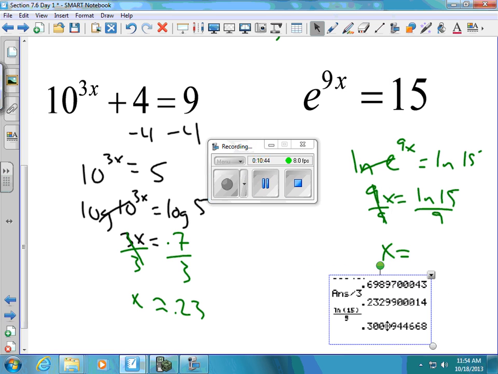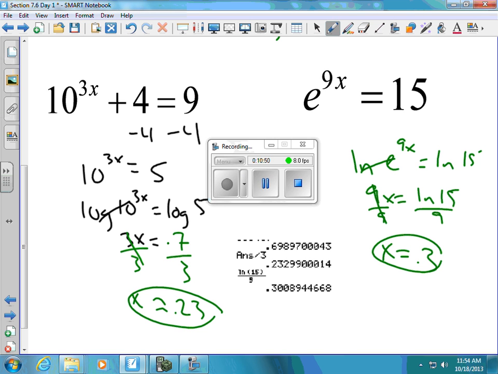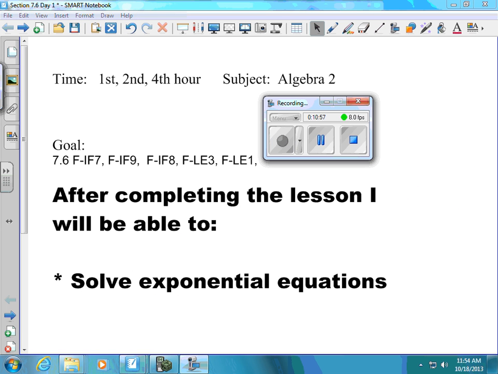So, put these answers both in here so you can see both ways to do it. Okay? Obviously, you want to plug them back in to check your work. And in here, homework or test. So, did we hit our targets? I think we did. We are able to solve exponential equations.